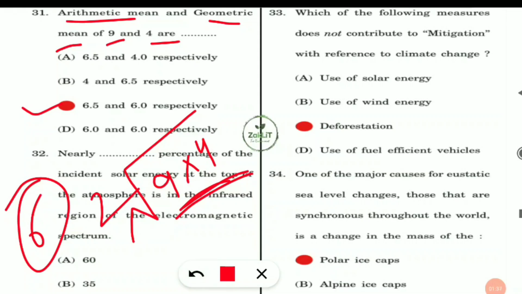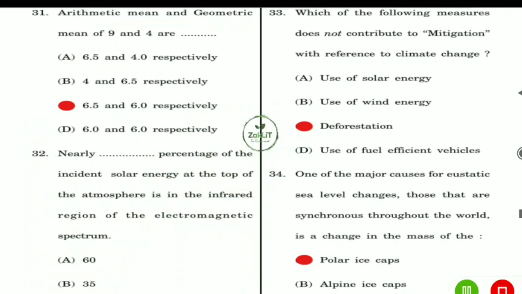If it had been any other number, let us assume 10, then we would multiply 9 into 4 into 10, three numbers, and take the cube root of that number. To know all about the simple statistical questions which come in the UGC NET Environmental Science examination, I have provided the playlist in the I button. You can go through the playlist.